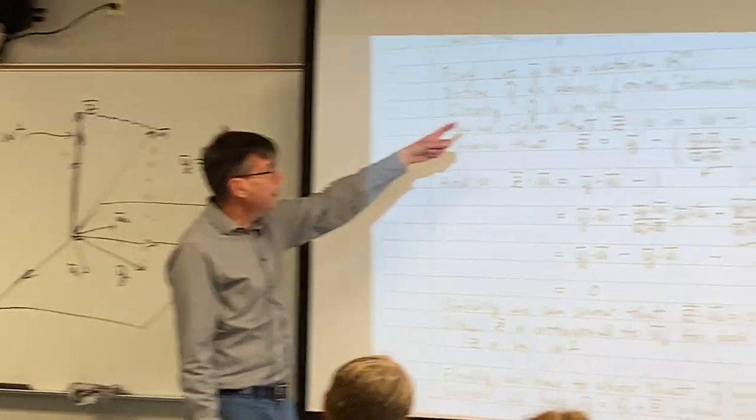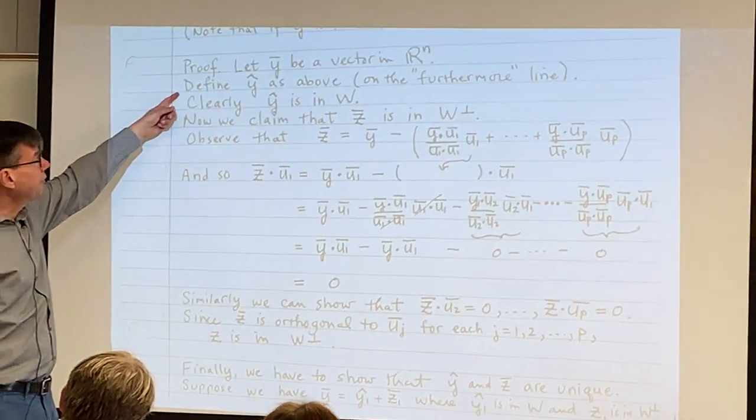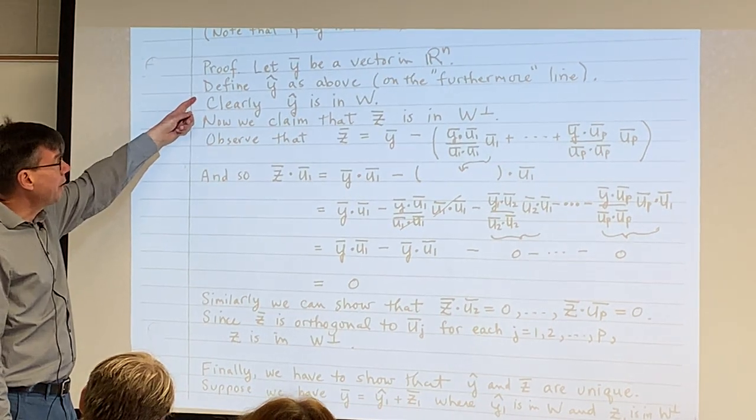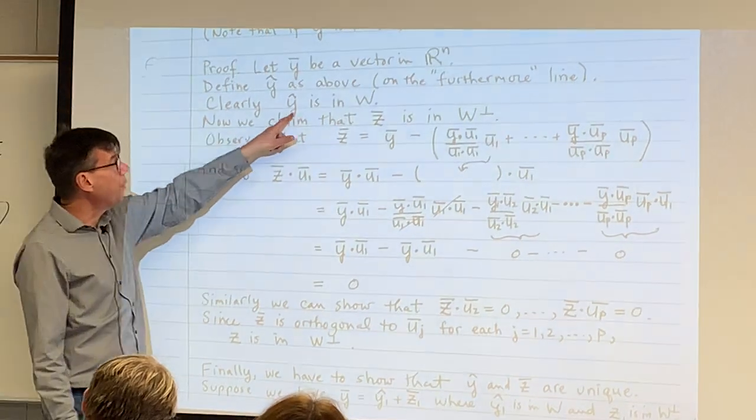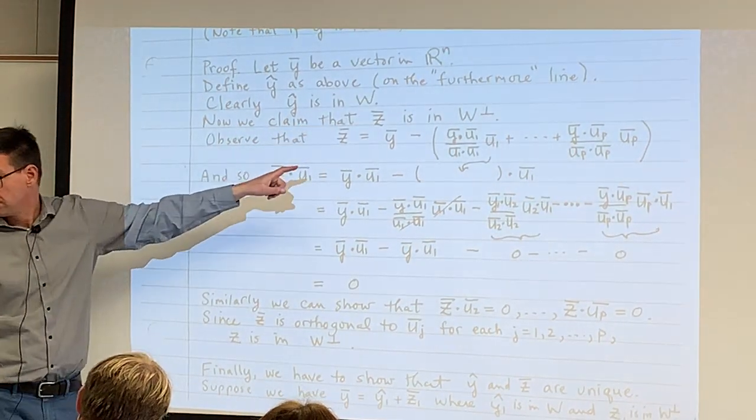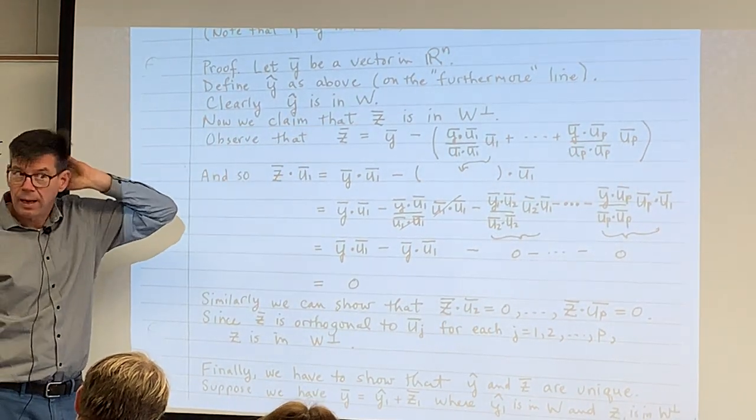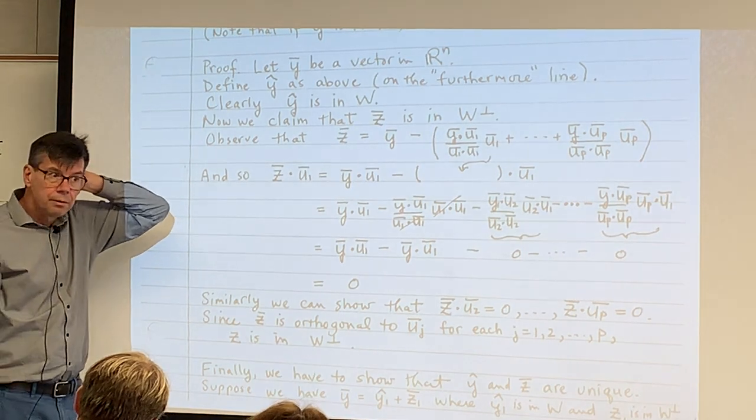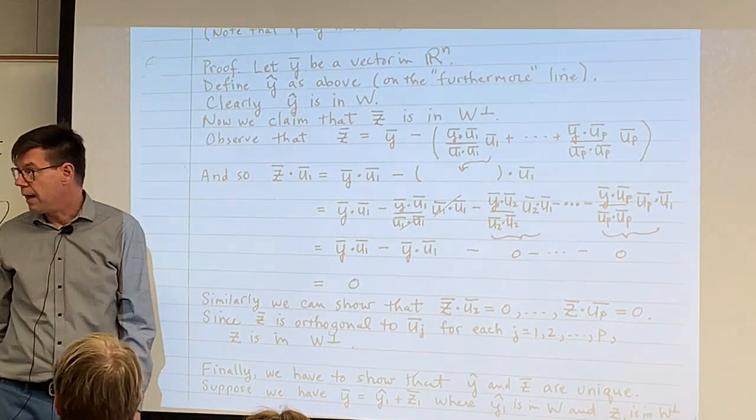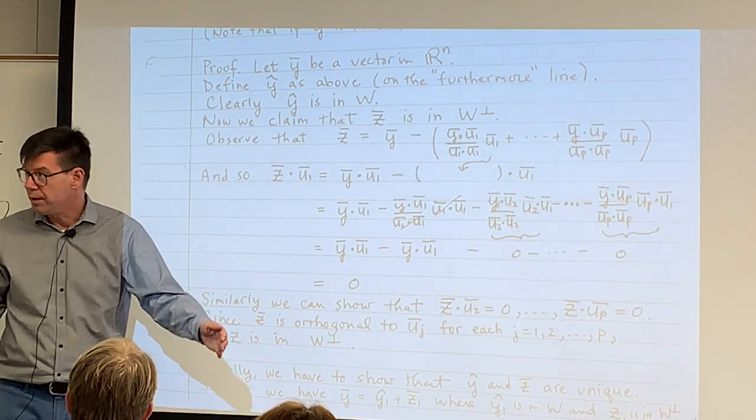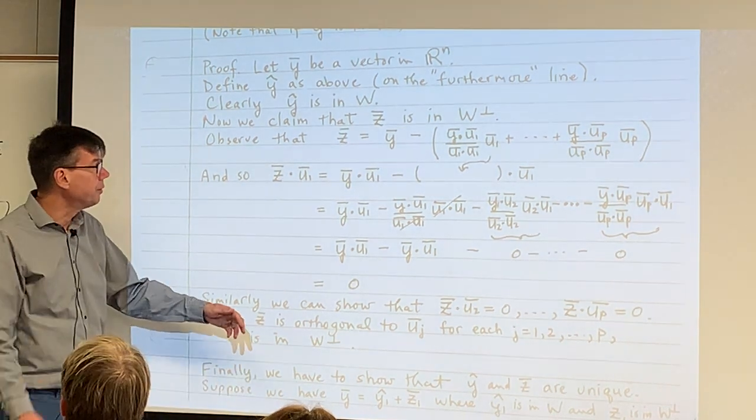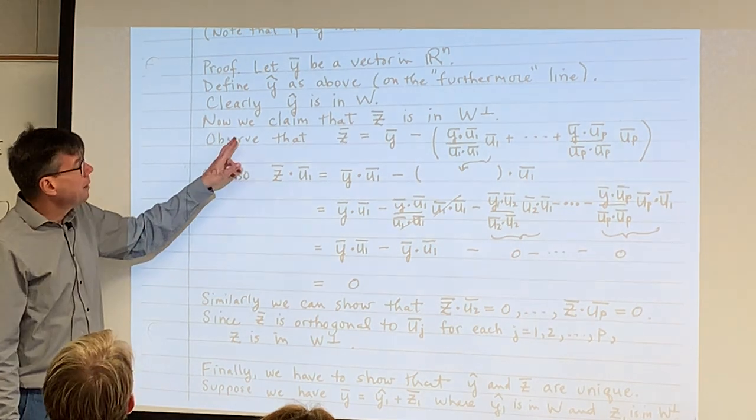Let y be a vector in Rn. Define y hat as above. Just use that formula. Say that's what y hat is going to be. Clearly, y hat is in W, right? Why is y hat in W? Because y hat is a linear combination of the u1 through up. Those are the basis vectors for W, right?